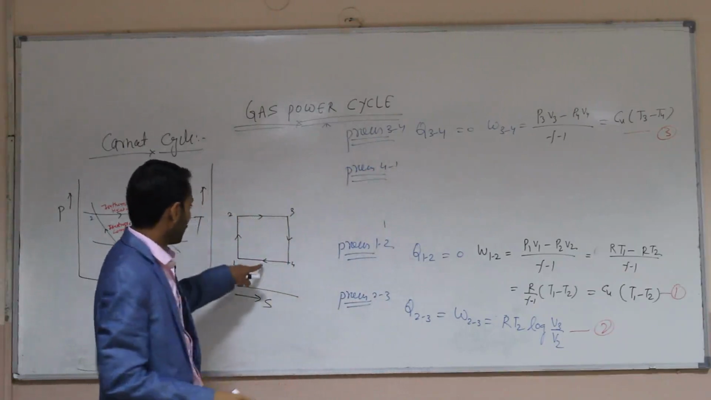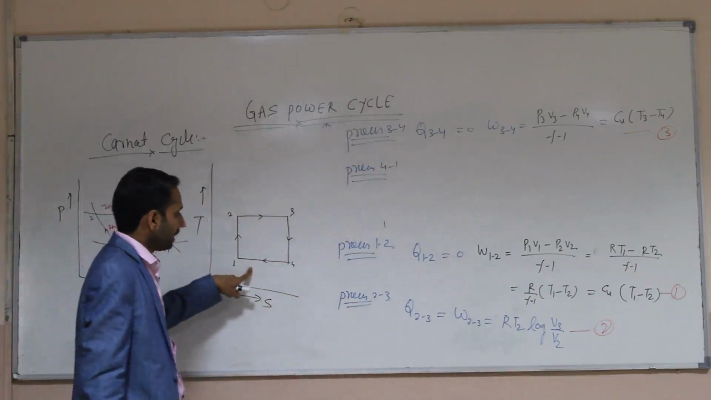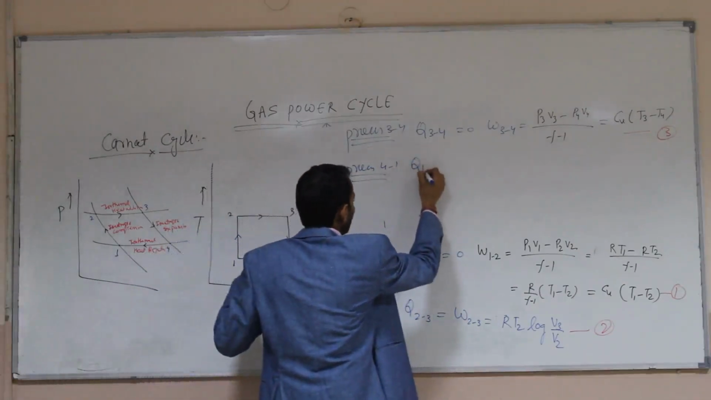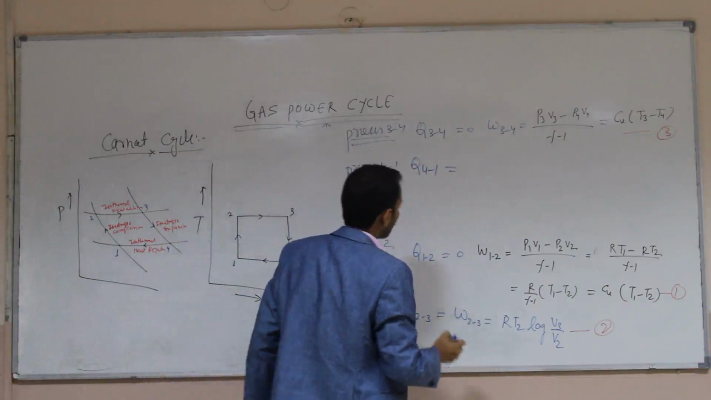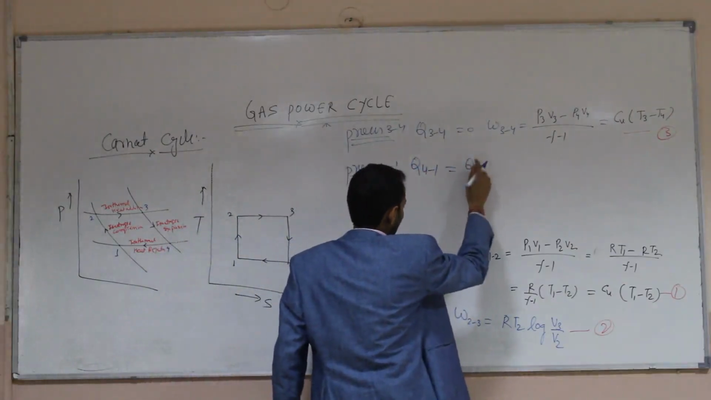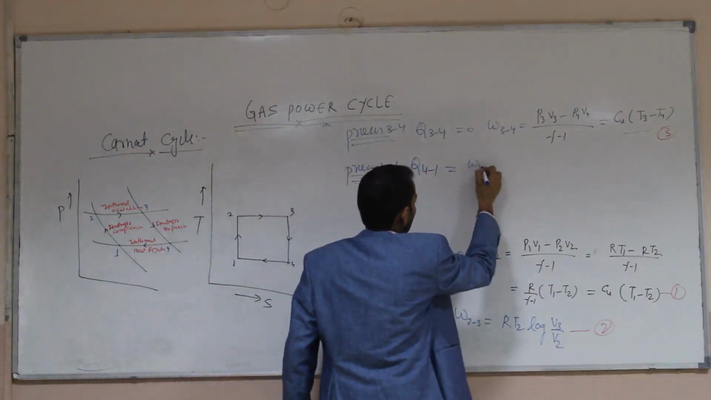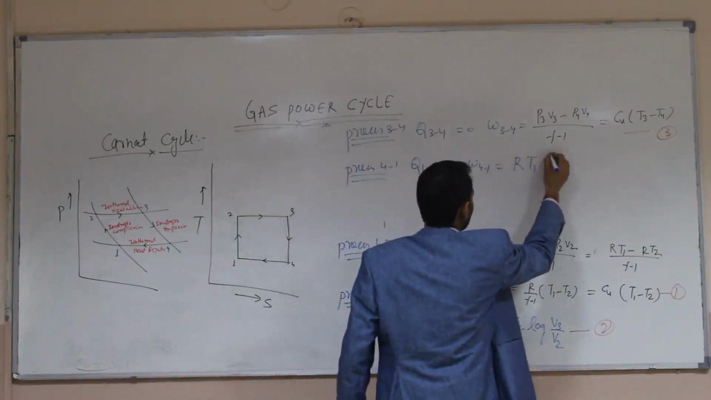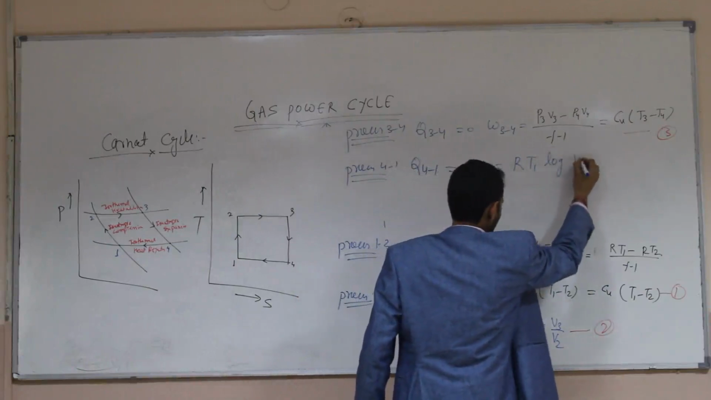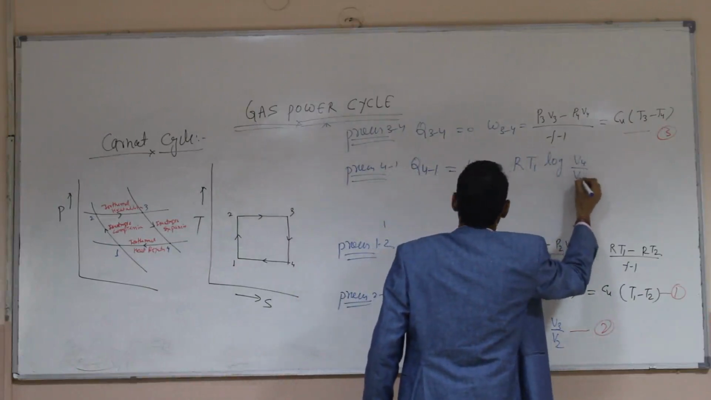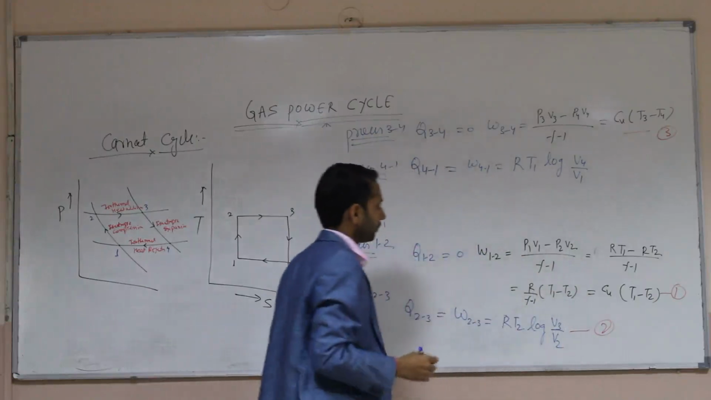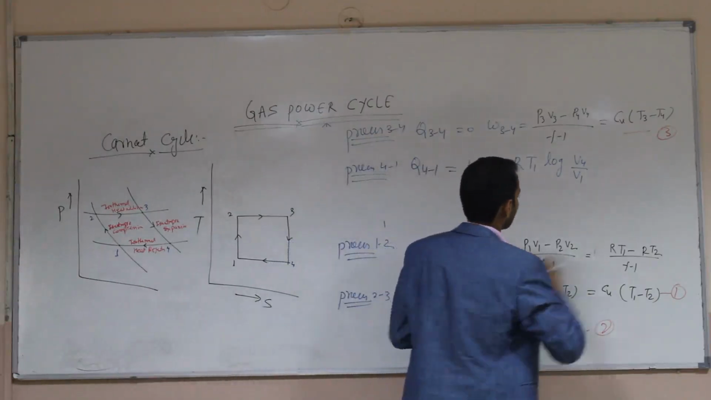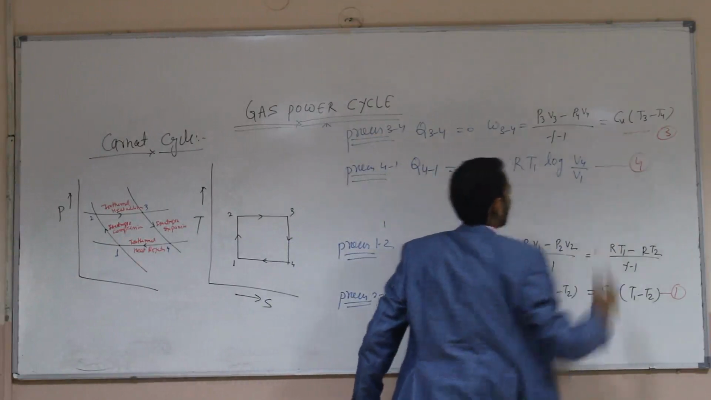Now comes the process 4 to 1. It is also an isothermal heat rejection process. So Q4 to 1 is equal to W4 to 1, that is equal to R T1 log V4 by V1. So this is equation number 4.